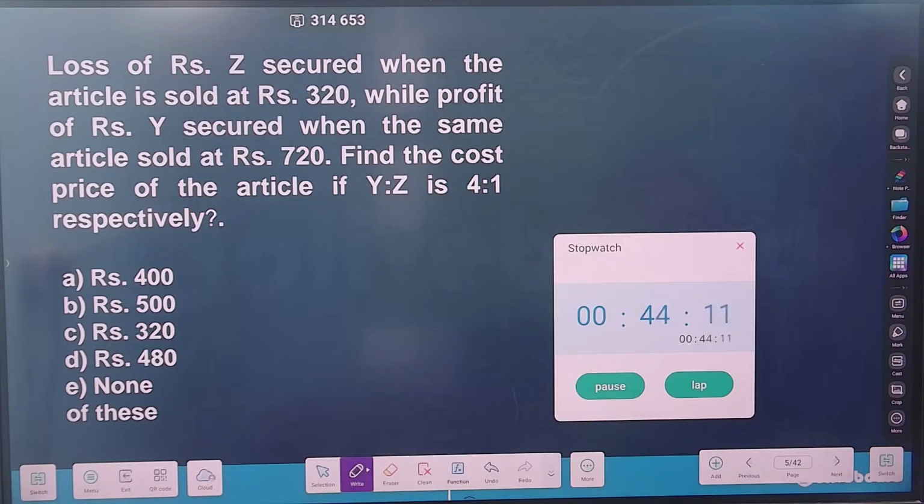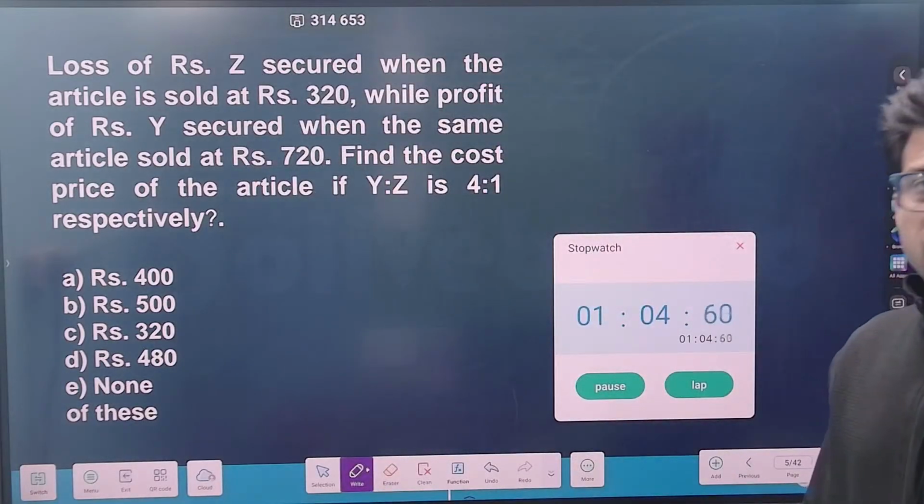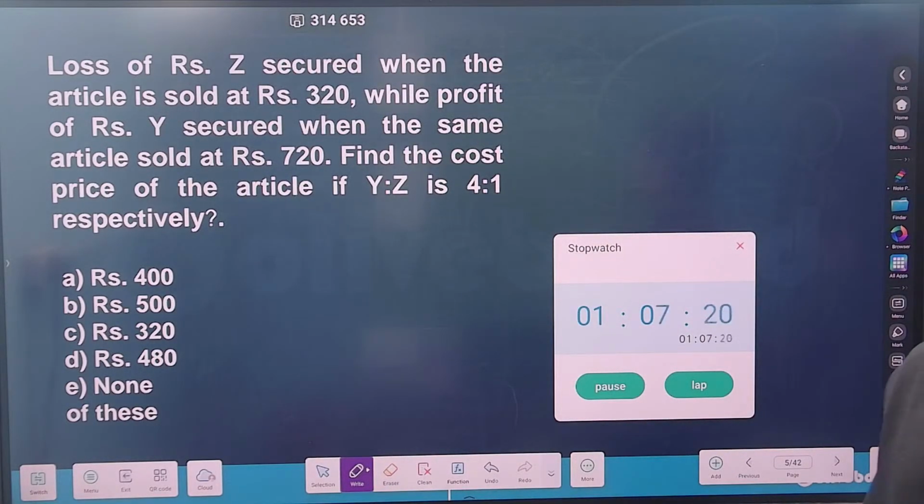I hope you guys are trying this. Trying. I think at least 56 seconds have passed. Try it out. How will you solve this question? What is the motto of solving the question? What kind of trick will you apply in this?